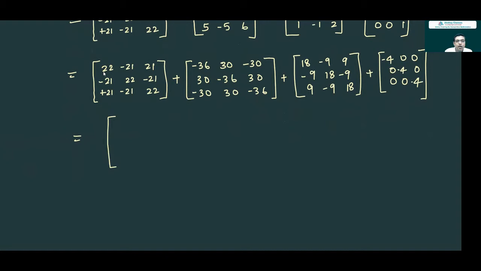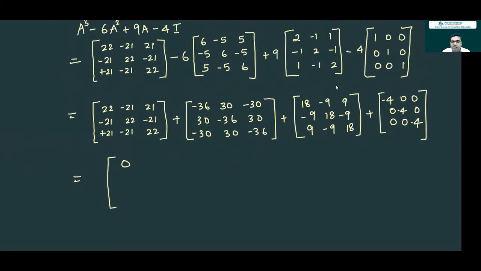This should be 0. 22 minus 36 plus 18 minus 4. So minus 36 minus 4 is minus 40. 22 and 18 is 40. 0. Then minus 21 minus 9 is minus 30. Plus 30, 0. Then 21 plus 9, 30, minus 30, last term 0. So you can cross check, you will get 0.